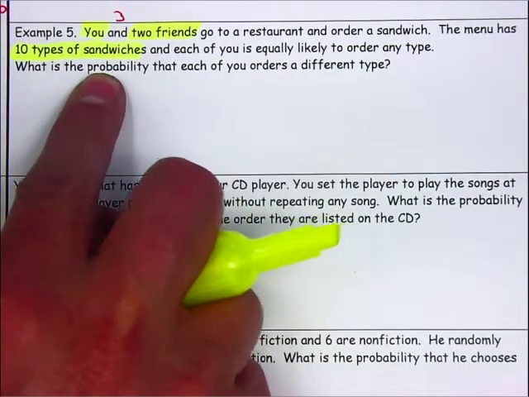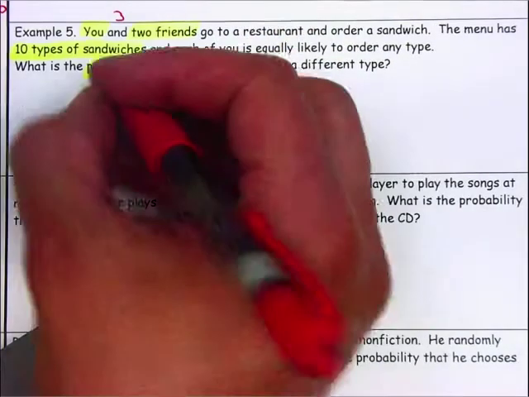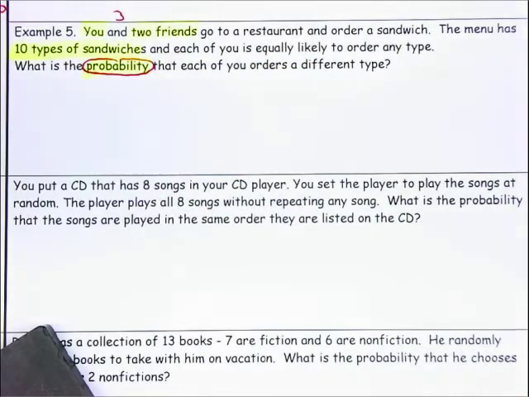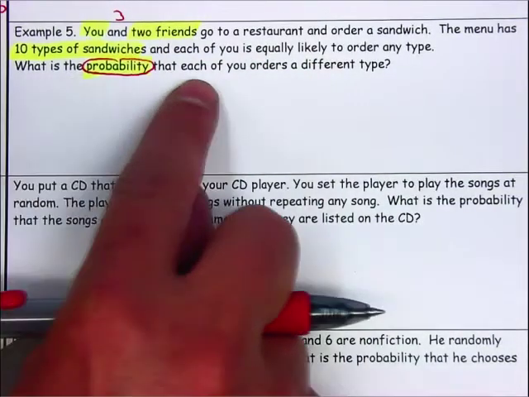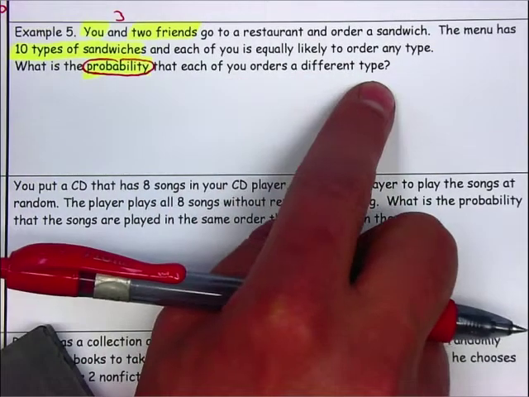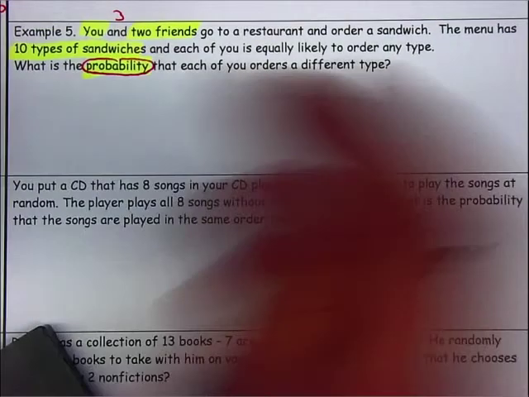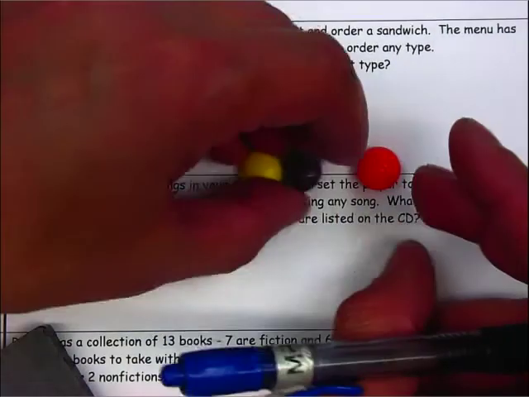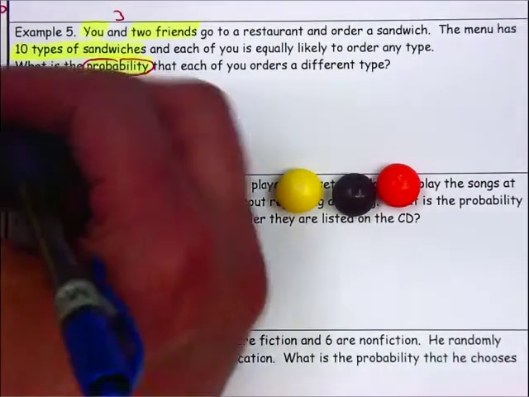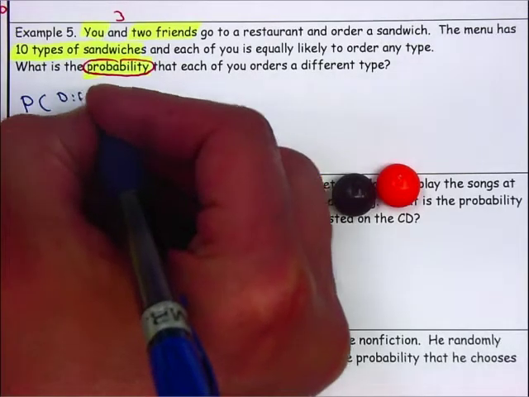What is the probability? So we see the word probability again. Circle it. Now, just to remind you guys that probability means that you're going to end up with a fraction. What is the probability that each of you orders a different type of sandwich? So there's 3 of you guys. So let's say those are all 3 of you guys. So we have the probability, different sandwich.